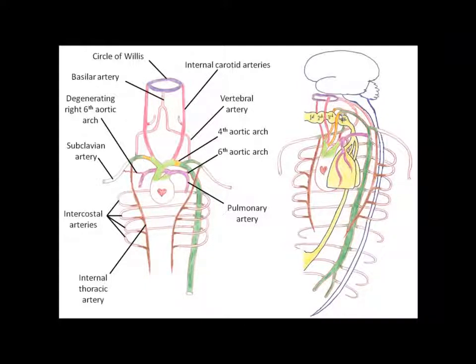Fourth arch on the right, right here, feeds blood to the right subclavian artery. On the left to the dorsal aorta, then to the left subclavian artery, and the left internal thoracic, and the rest of the dorsal and descending aorta. Sixth arch on the left contributes to the dorsal aorta as the ductus arteriosus, contributes to the lung as the pulmonary artery, and the same thing is happening on the right, except that the connection between the right sixth arch and the right dorsal aorta is dwindling and will disappear.